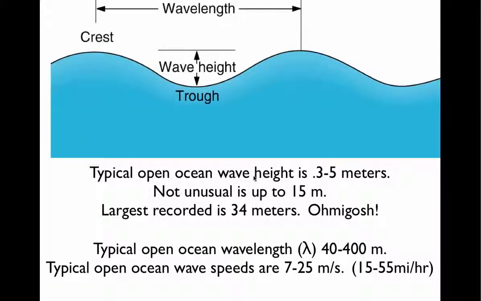A typical ocean wave is about 0.3 to 5 meters high. 5 meters is pretty high. Not unusual, you can get up to 15 meters, but the largest recorded, 34 meters, about 110 feet. I've got a feeling the ones in that George Clooney fishing movie, Perfect Storm, probably made it look a little bit bigger than that, I'm not sure. Typical ocean wavelength is 40 to 400 meters, the distance between the crests or the troughs. And a typical open ocean wave speed is from 7 to 25 meters per second. For you guys in America, that's 15 to 55 miles per hour.